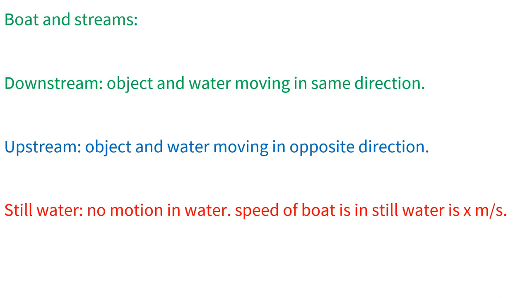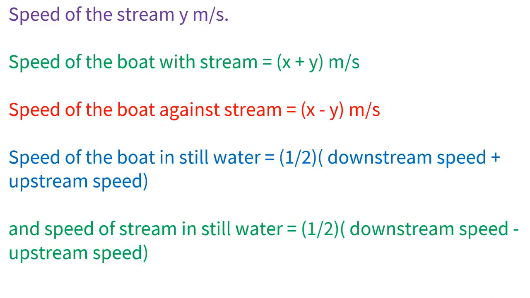Speed of boat in still water, suppose x meter per second. Speed of the stream y meter per second. So we said boat's speed in still water is x meter per second, and stream means water is flowing with the speed y meter per second. And speed of the boat downstream, if they are in the same direction, it will increase, x plus y meter per second, and if the boat is moving against the stream, opposite to the water flow, then it will be x minus y meter per second.